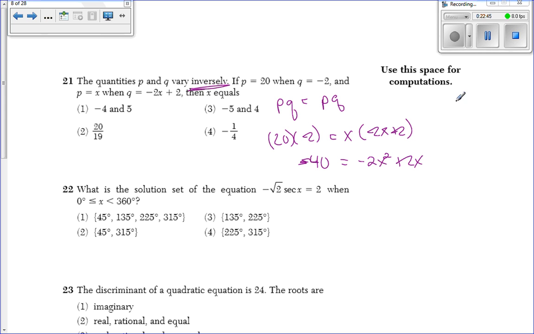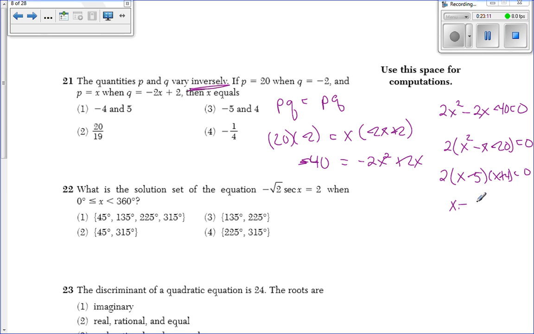Now let's get this equal to 0. So I'm going to add 2x squared and subtract 2x. So it'll be 2x squared minus 2x minus 40 equals 0. Factor out the 2, so I'm left with x squared minus x minus 20 equals 0. So then x minus 5, x plus 4.